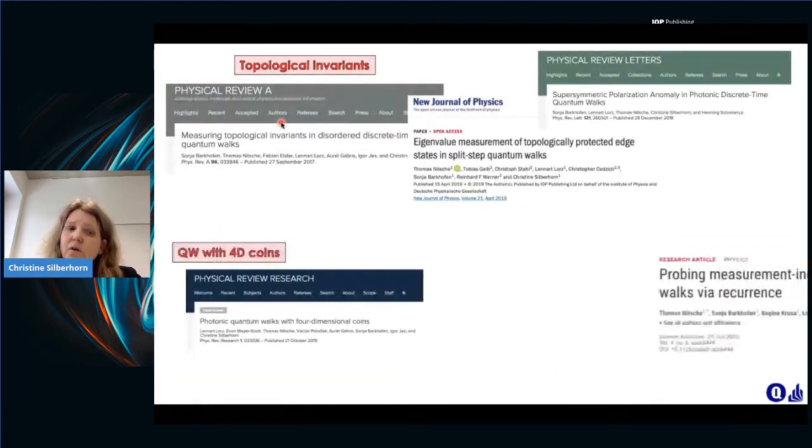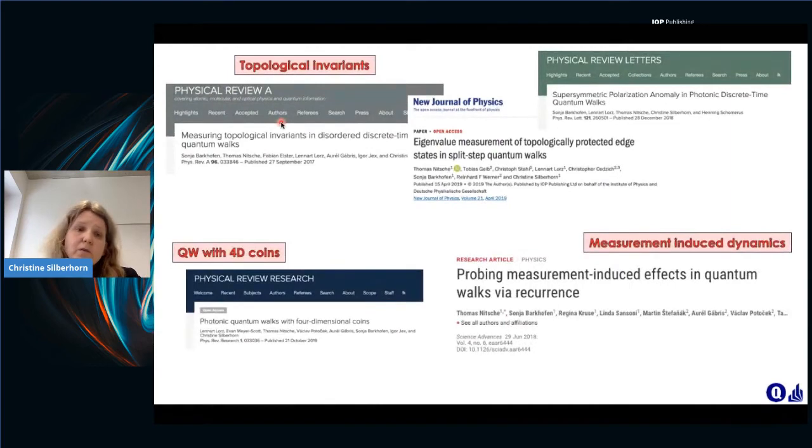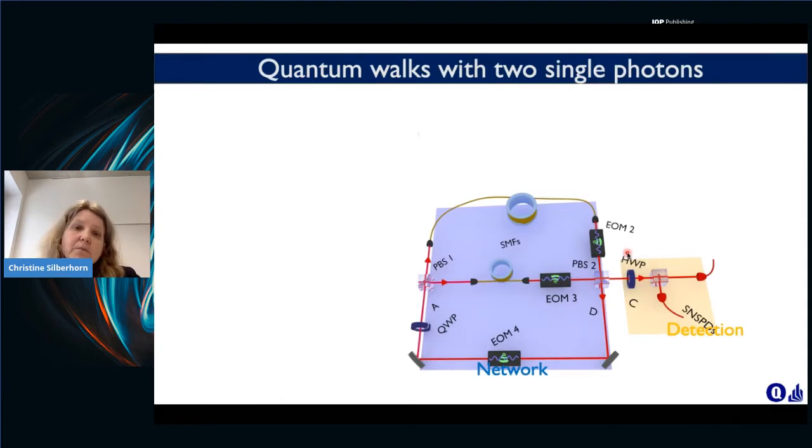And I don't want to go into details there, and I would like to refer to the publication we had. But in the last years, we did different simulations of the circuitries to study, for example, topological effects, topological invariance. We slightly modified these systems. We did quantum walks with 4D coins. We also did 2D quantum walks. And we started measurement-induced dynamics in the systems. Now, I want to present to you our latest work on that.